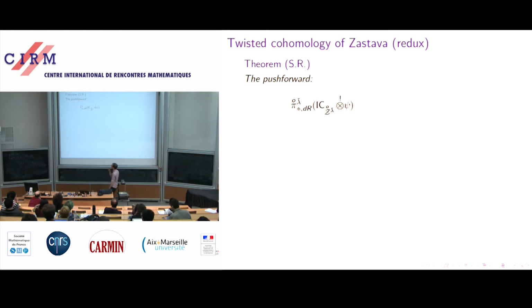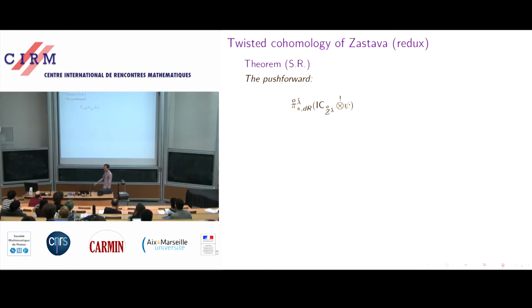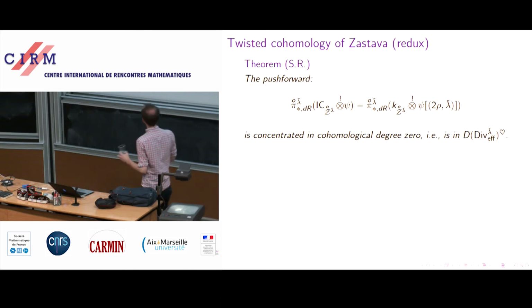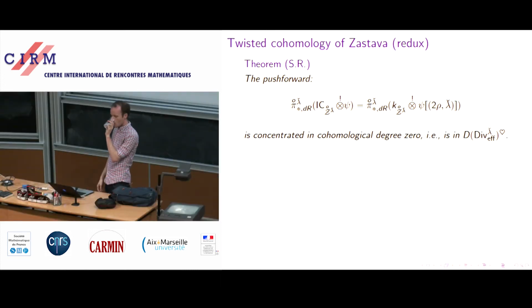OK, so now here's the version for open Zastava space. So now suppose I take the intersection cohomology sheaf for this open Zastava space twisted by this character. So first of all, this open Zastava space is smooth. So up to a shift, this is just the constant sheaf twisted by the character psi, and now pushed forward to the space of divisors. And what will happen is that this is concentrated in cohomological degree 0 on the space of divisors. So it's a perverse sheaf, so to speak, and which is a quite remarkable feature.